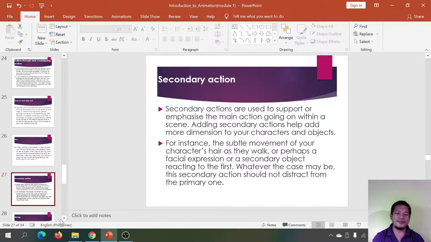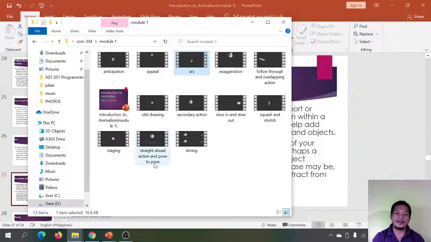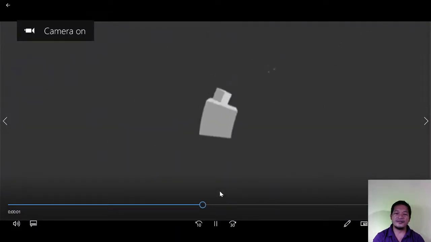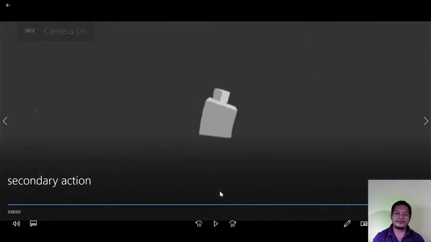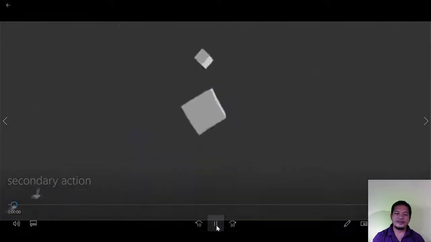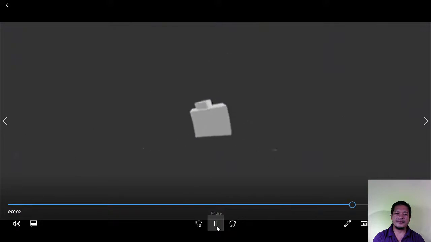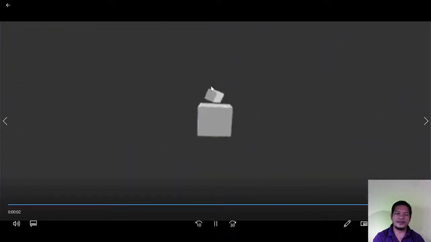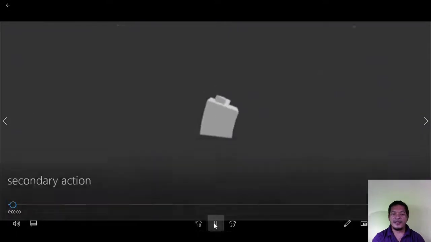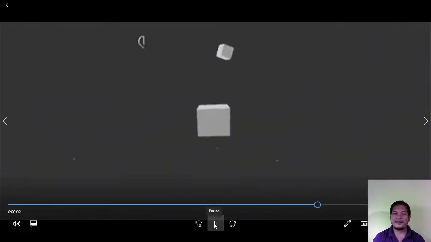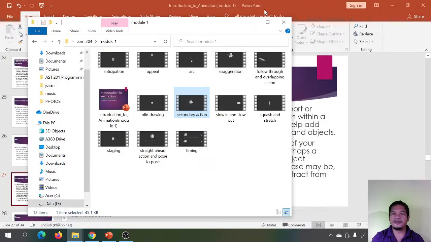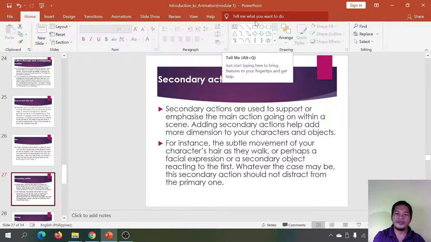Okay, so example is secondary action. Secondary action, this one. There is a small detail moving. So this one is your secondary action happening in your animation. Okay, that is what is called the secondary action principle of animation.